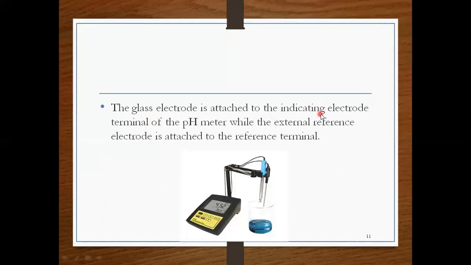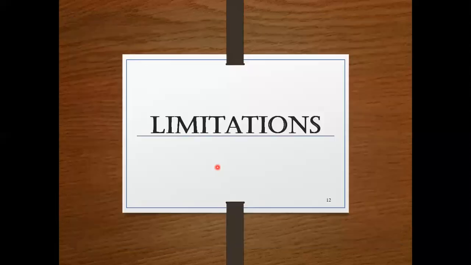So the glass electrode is attached to the indicating electrode terminal of the pH meter, while the external reference electrode is attached to the reference terminal. In order to measure the pH of the unknown solution, the glass pH electrode is coupled with the external reference electrode. When both the electrodes are immersed in the solution of unknown pH and they are connected to the pH meter, the pH of the unknown solution is displayed on the pH meter. So this was the working principle of the glass pH electrodes.